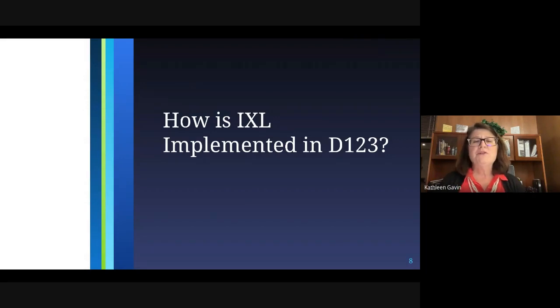So at this point, I'm going to turn it over to Margaret, who's going to share with all of us a little bit about the different ways IXL is implemented in District 123. Margaret? All right.